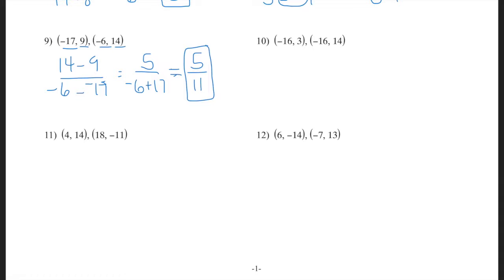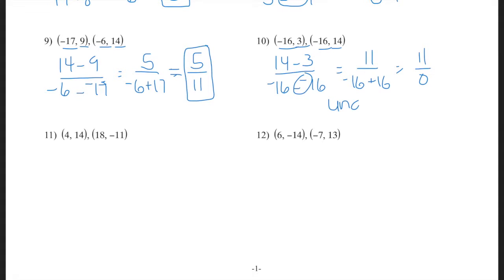Number 10, y2 minus y1, 14 minus 3. x2 minus x1, -16 minus -16. That gives us 11 over -16 plus 16, 11 over 0. And you know you cannot divide by 0. If you go into Desmos or any calculator and do 11 divided by 0, it's going to tell you error, which means the slope for this one is undefined. This represents a vertical line.